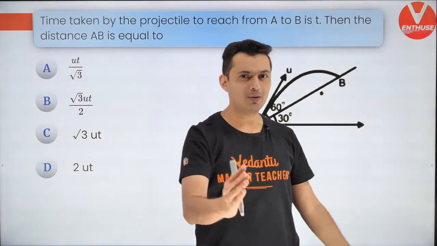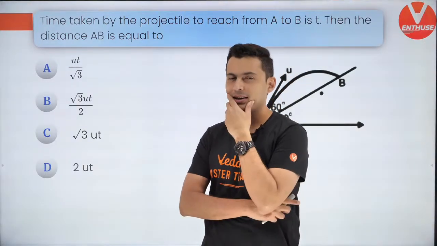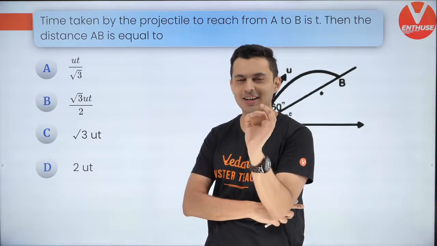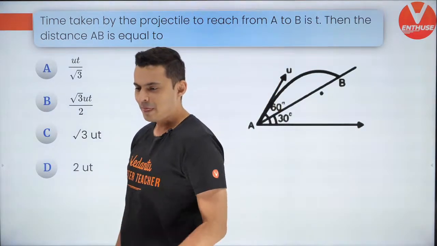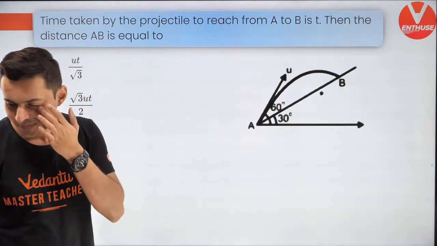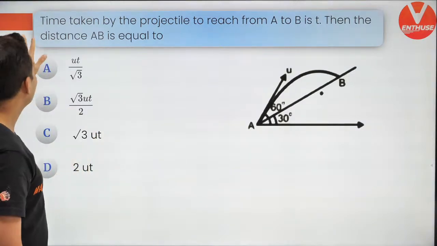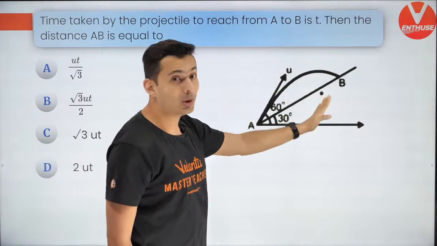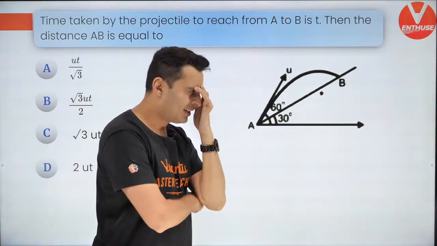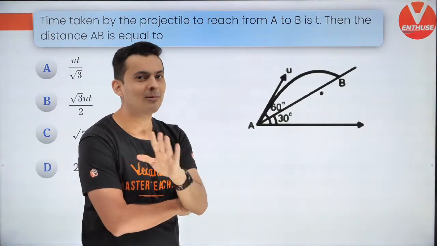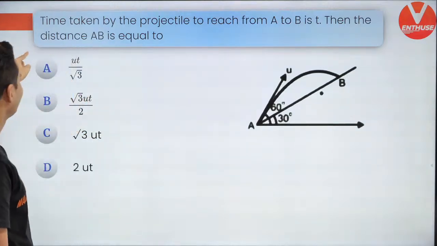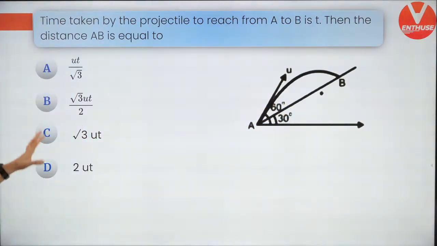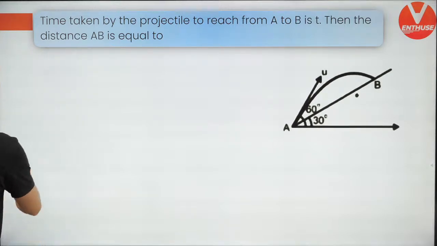Looks tricky, looks difficult. I know you have started wondering, oh my god, this inclined plane projection. Don't worry about it. This is very easy. Okay, cool. Yes, here it is. Time taken by the projectile to reach from A to B is t. You might be wondering, sir, what is the formula for time of flight for inclined plane? Don't worry. Then the distance AB, matlab range, is how much? Crazy looking options, but let's solve this the easy way.